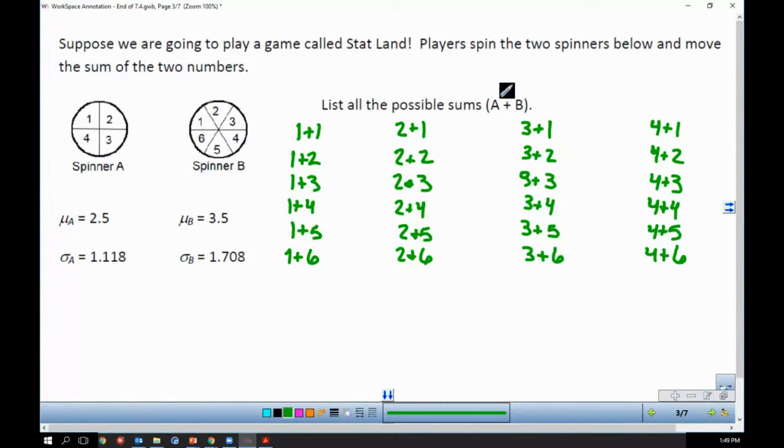So I've written all my possible sums out. I'm going to change ink colors and then go through and write down what they actually add to. And you'll probably real quickly start noticing a pattern.